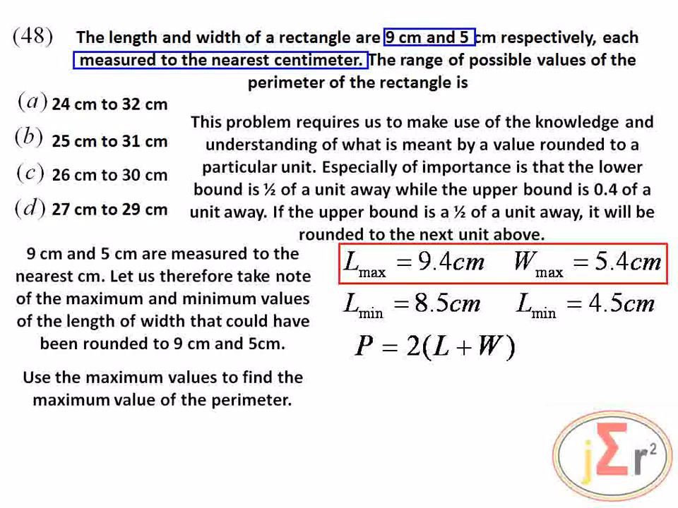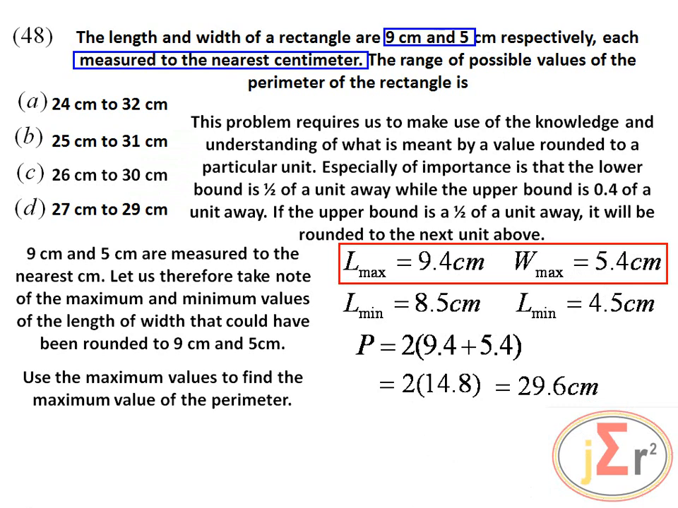We are substituting those into that expression. Where we have length, we put 9.4. Where we have width, we put 5.4. Adding them together, we get 14.8. Then we multiply that by 2. I think we'll get 29.6 centimeters. What do we do next?